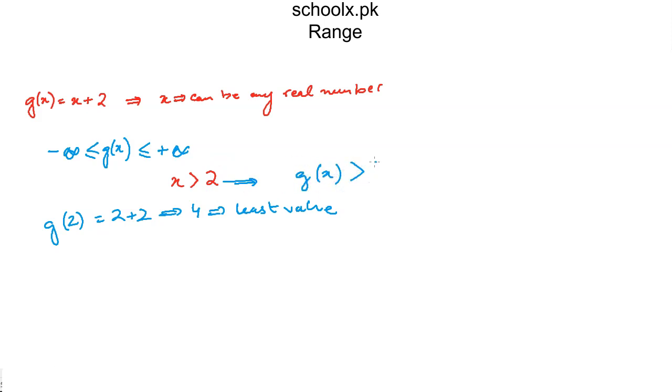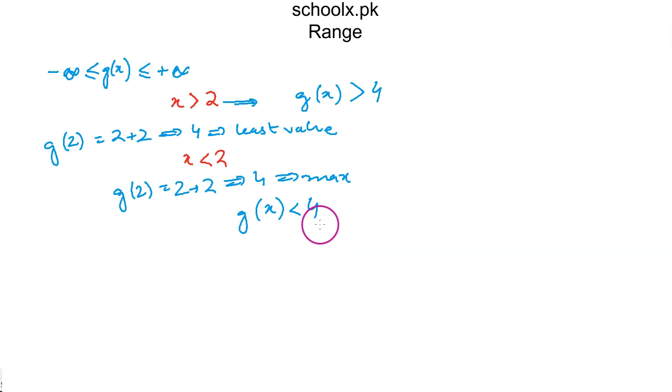What if they would have given us the condition that x is less than 2? Now for x less than 2, the maximum value of our function will be 4. So all the other values will be lower than this value for x less than 2. So the range of our function for this scenario will be g of x less than 4.